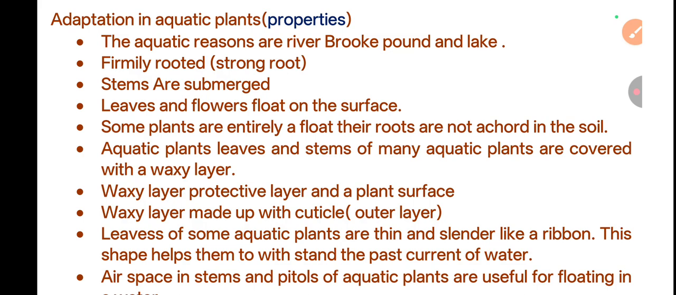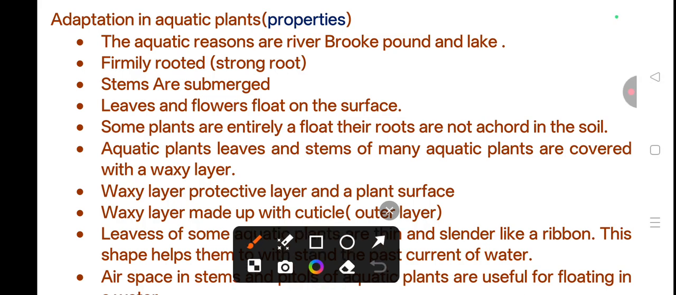And the next step: some plants are entirely floating, their roots not attached to the soil. Some aquatic region plants are entirely floating, and root, stem, flowers and leaves are all floating on the surface. Then many aquatic plants have leaves and stems covered with a waxy layer.